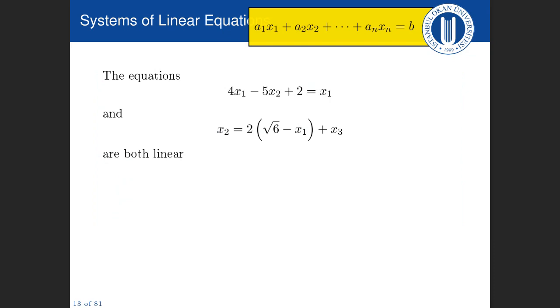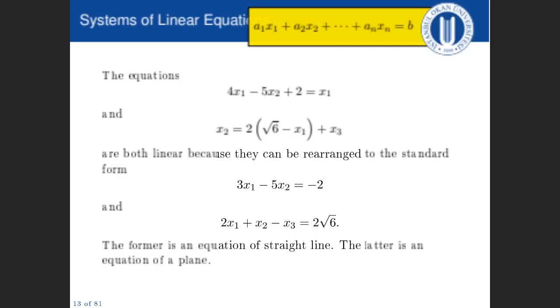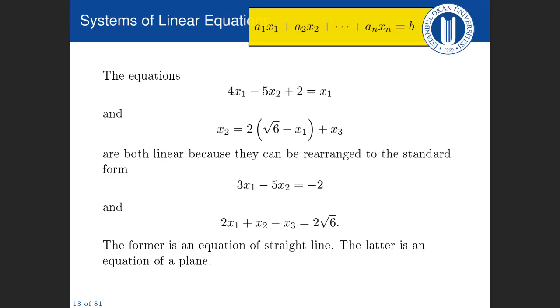These 2 equations are linear equations. Why? Because we can rearrange them so they look like the standard form, which I've written in the yellow box at the top. The first equation can be written as 3x1 minus 5x2 is equal to minus 2. So it's number variable plus number variable, the number is minus 5, is equal to a number. And the second equation, 2x1 plus x2 minus x3 is equal to 2 root 6. Again, this is number variable plus number variable plus number variable is equal to number.